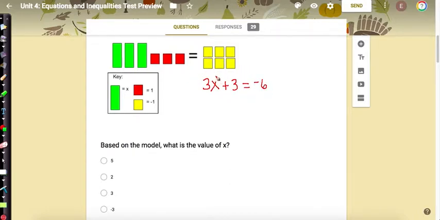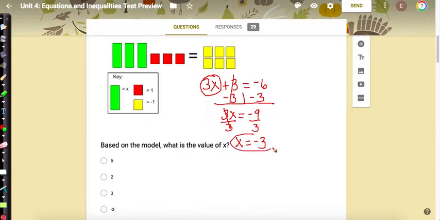Now this is simply just a two-step equation. So circle your variable, draw your t. The opposite of adding 3 is subtracting 3. The 3's cancel, so 3x equals negative 9. The opposite of multiplication is division, so divide by 3, and x equals negative 3. So it's choice D. Did you get this? Did you choose choice D?